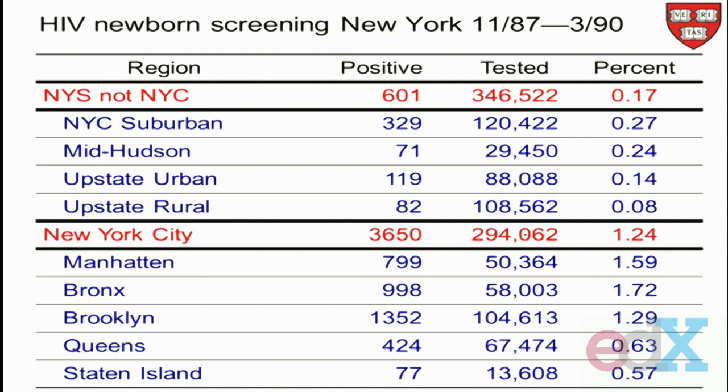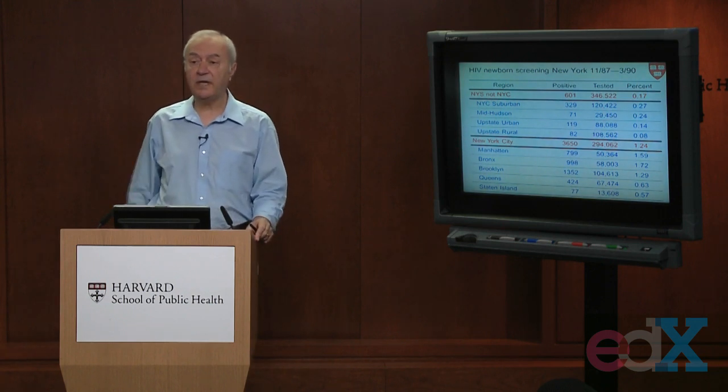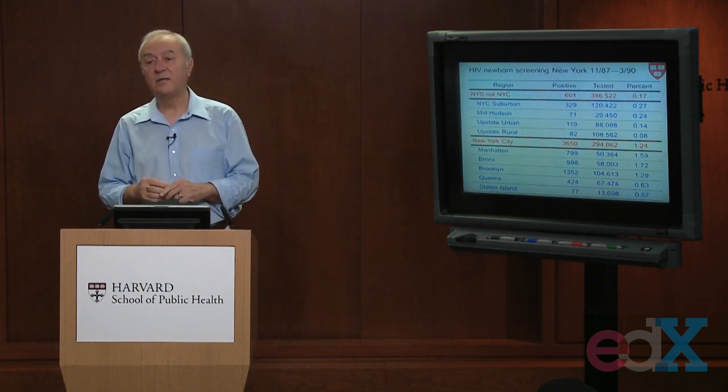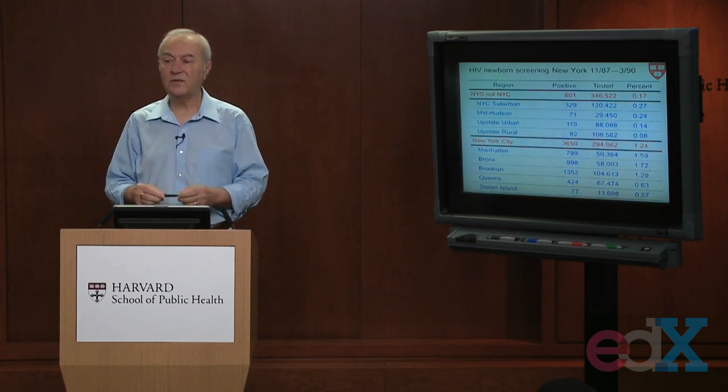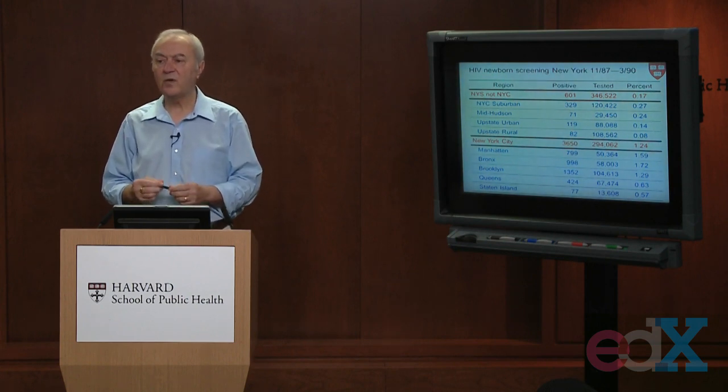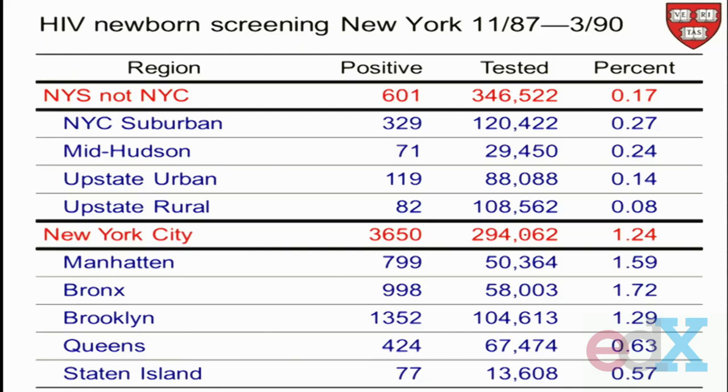Here's the result of HIV newborn screening in New York State in the period November 87 through March 90. Now, this is old data because they used to test all babies at birth. They would prick their heels and take a look at the blood spots from the heels, but then some politicians got involved, and as a result we don't do this anymore. This is not done anymore. But let's look at what happened when we do have the data.